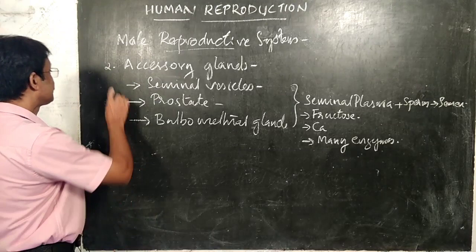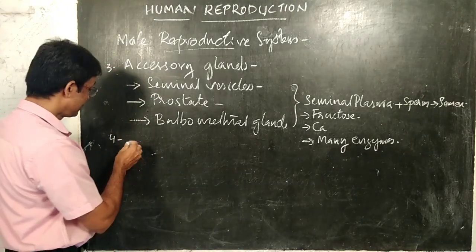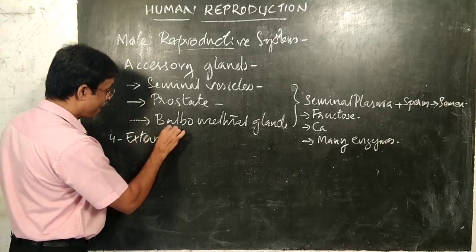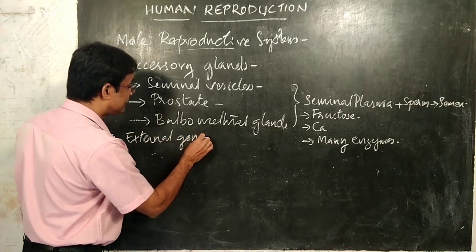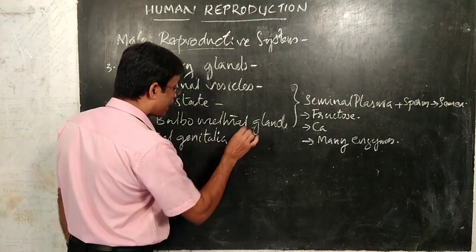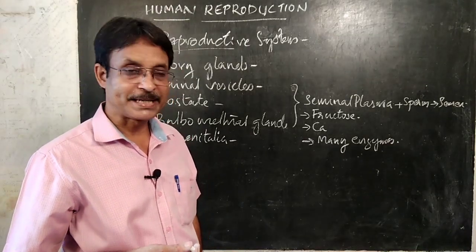Then, fourth is external genitalia. The visible part of the reproductive system is generally called external genitalia.